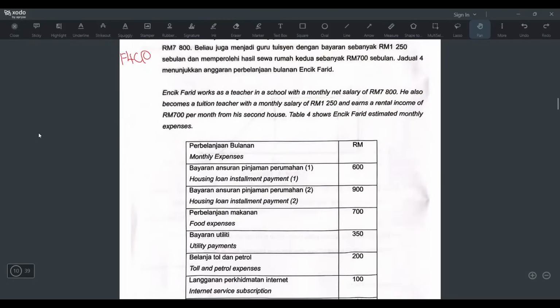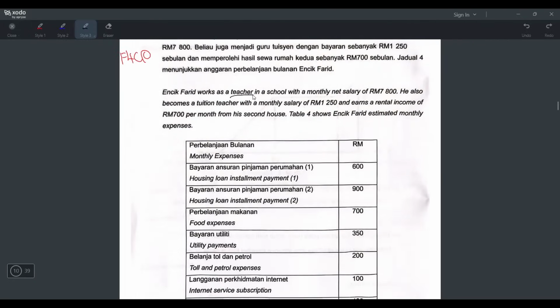Okay, Encik Farid works as a teacher. Oh, we have the same job. Yay, high five. In a school lah. Okay, no, I don't teach at school. Okay, with a monthly net salary of 7,800. That means satu bulan dia earn 7,800 from teaching in the school. Wow. I need to consider changing my teaching place. Maybe I should teach at school also.